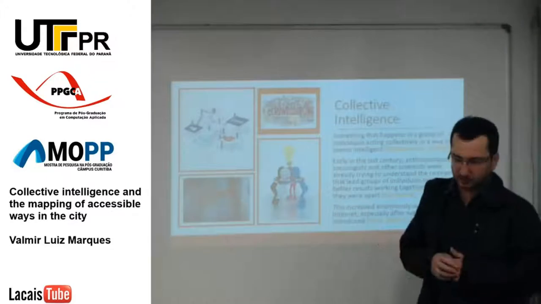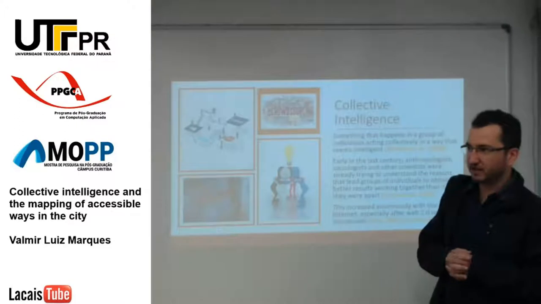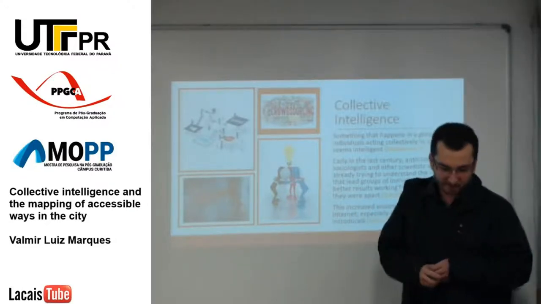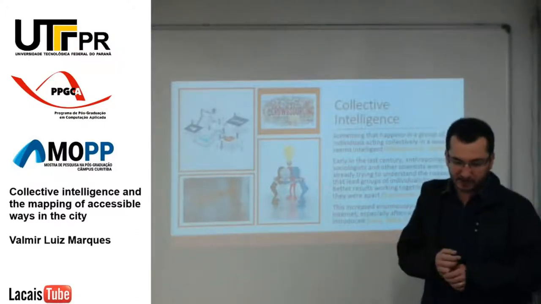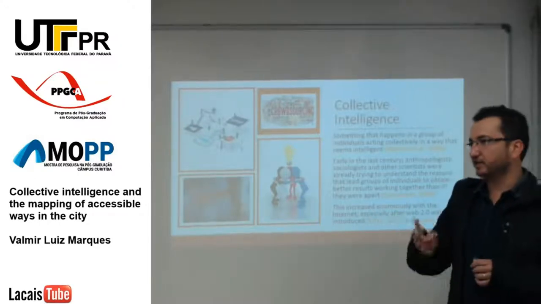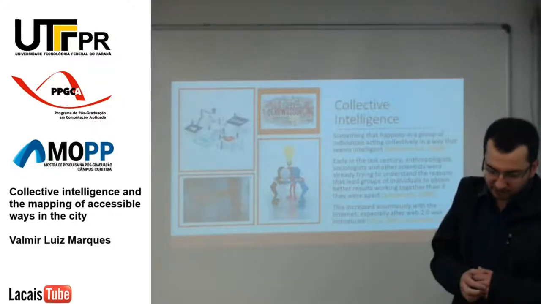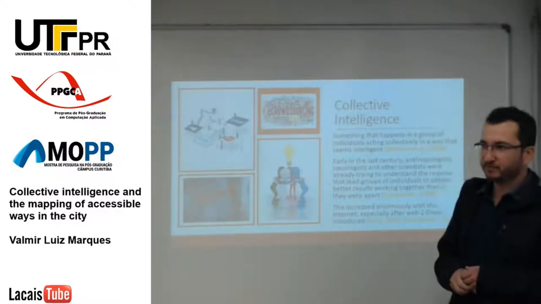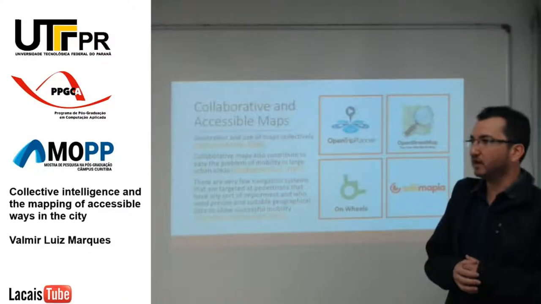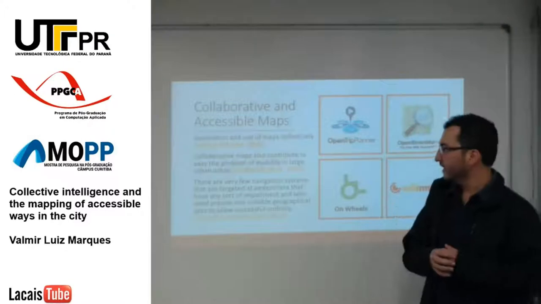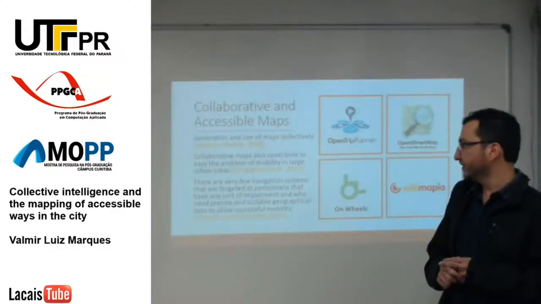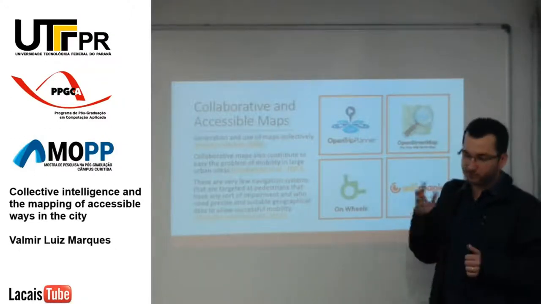About collective intelligence, what is this? Collective intelligence is something that happens collectively, and we believe that diversity can make the difference compared to just one person doing something. During the last century, many scientists already studied this, trying to understand this phenomenon, and believe that working in a group can be better than working individually. And collective intelligence increased especially after Web 2.0. About collaborative and accessible maps: what is this? It's the generation and use of maps collectively. It's a map generated with collaboration that can help solve the problem of urban mobility. And nowadays there are very few navigation systems that are targeted to pedestrians. So our approach is to change the situation.